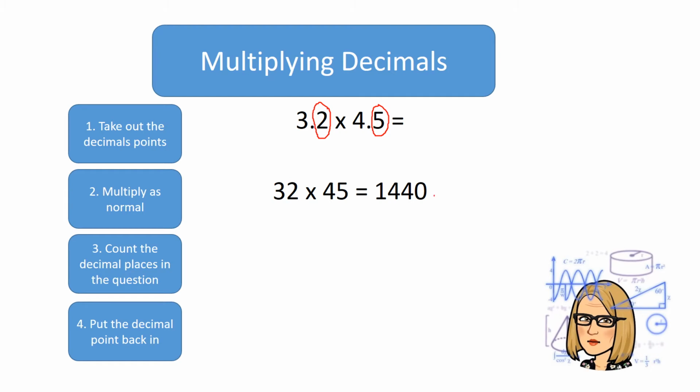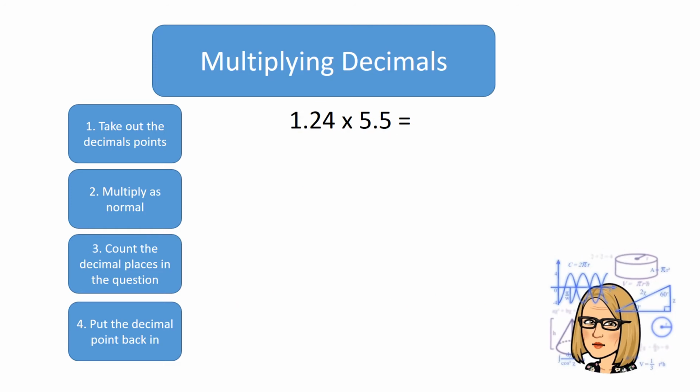My answer here is 1,440, so the decimal point would be there. And I'm going to move it 2 places, 1, 2. So I've got 14.40. So my answer to 3.2 multiplied by 4.5 is 14.40, or just 14.4 because I don't need the 0 now I've put the decimal point back in.